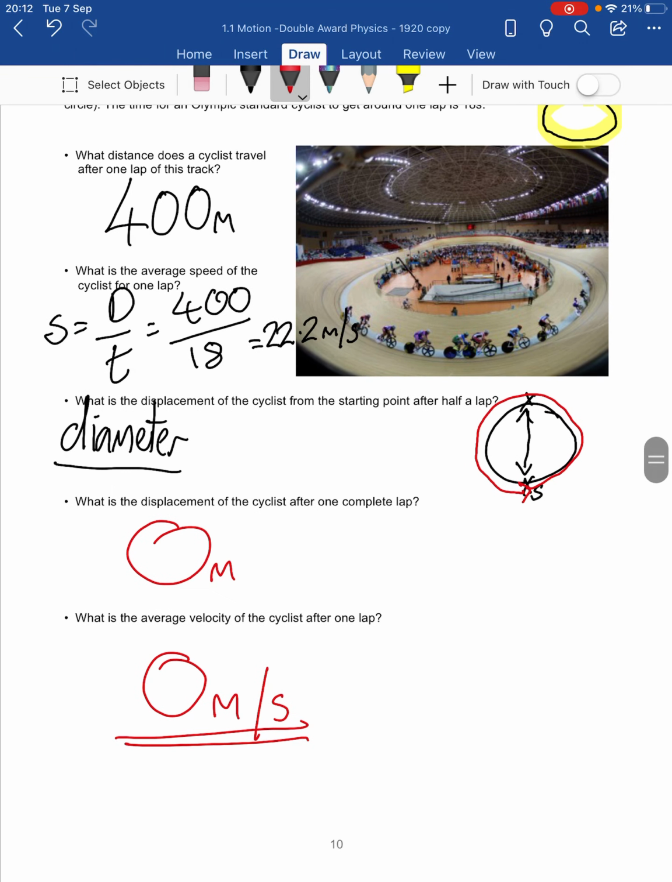Now, I'm going to leave it at that. And what I'm going to do is post some calculations questions up. I'd like you to complete up to page 10 in your booklet. And then I'll put some calculations questions up for you.